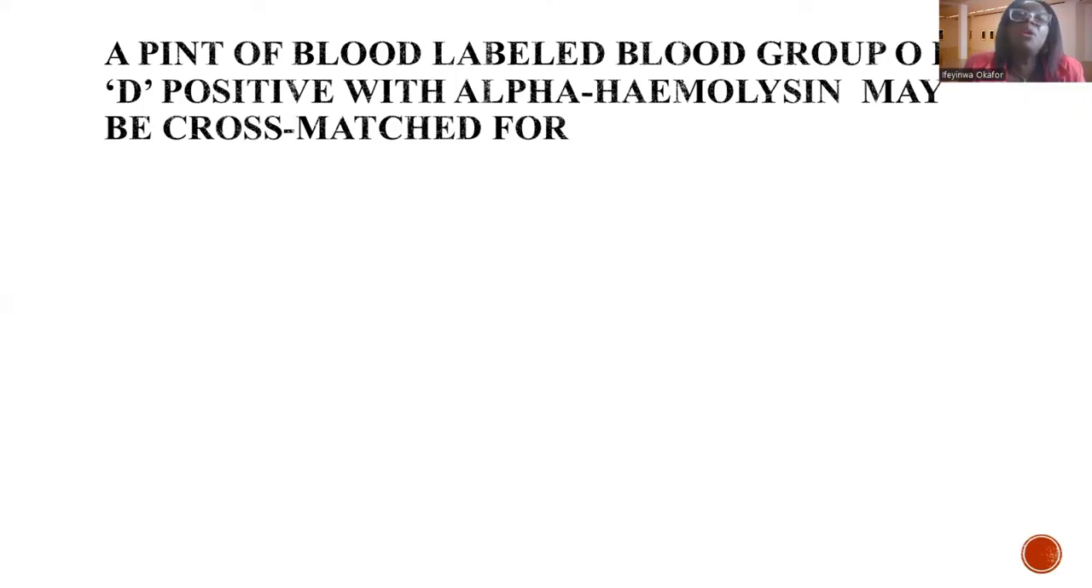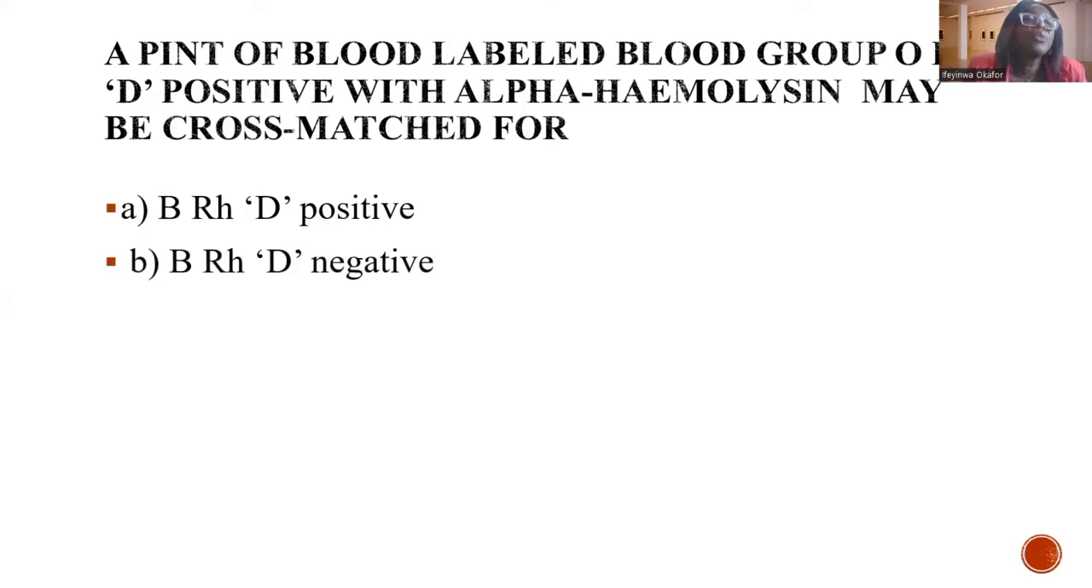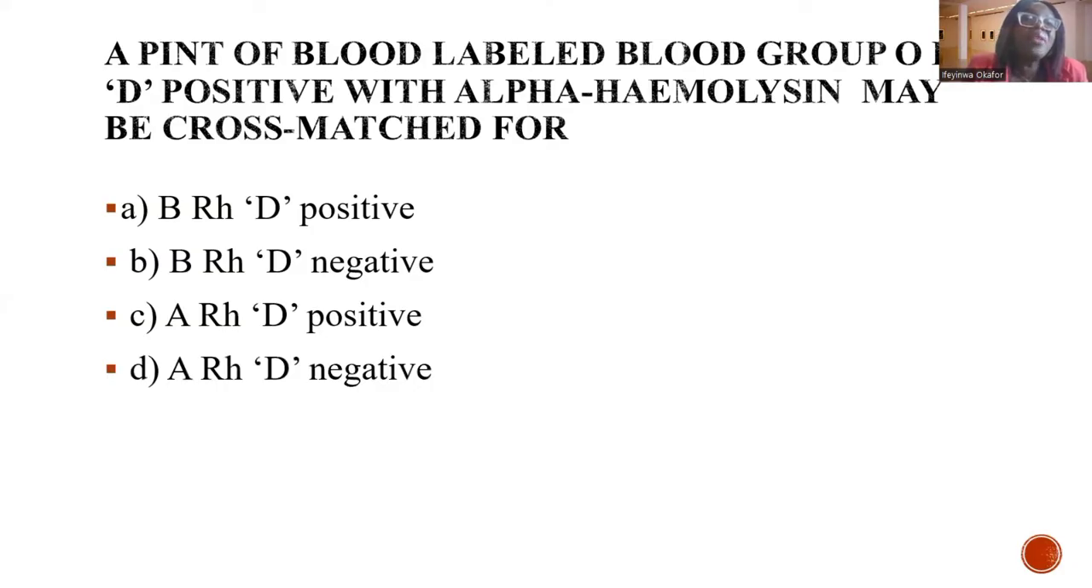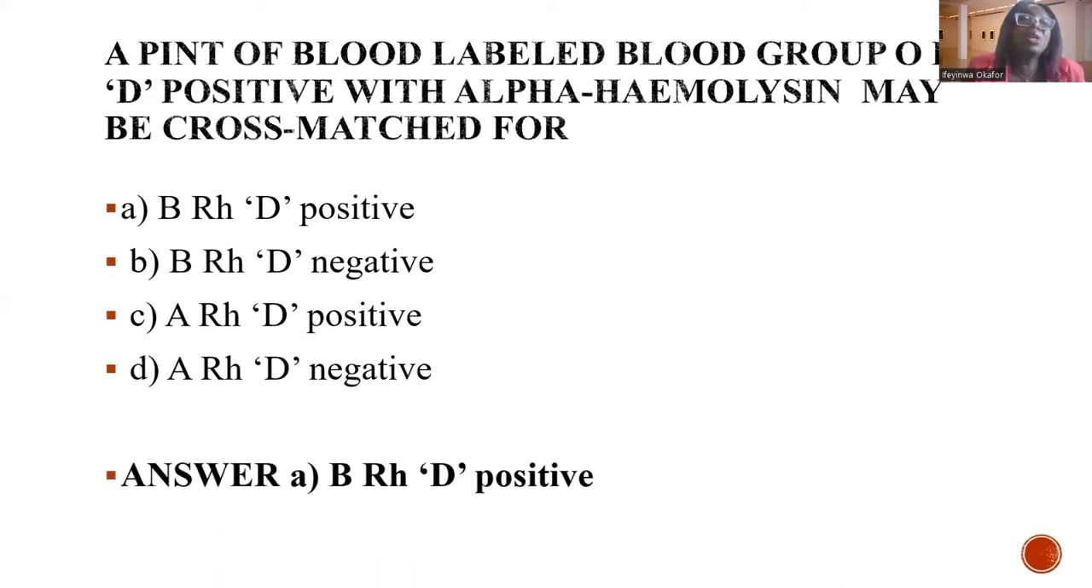A pint of blood labeled blood group O, RhD positive with alpha hemolysin may be cross-matched for: A, B, RhD positive individual. Option B, B, RhD negative individual. Option C, A, RhD positive individual. Option D, A, RhD negative individual. Remember, the pint of blood is labeled O, RhD positive, and it has alpha hemolysin. So, answer, it can only be cross-matched for an individual who is B, RhD positive.